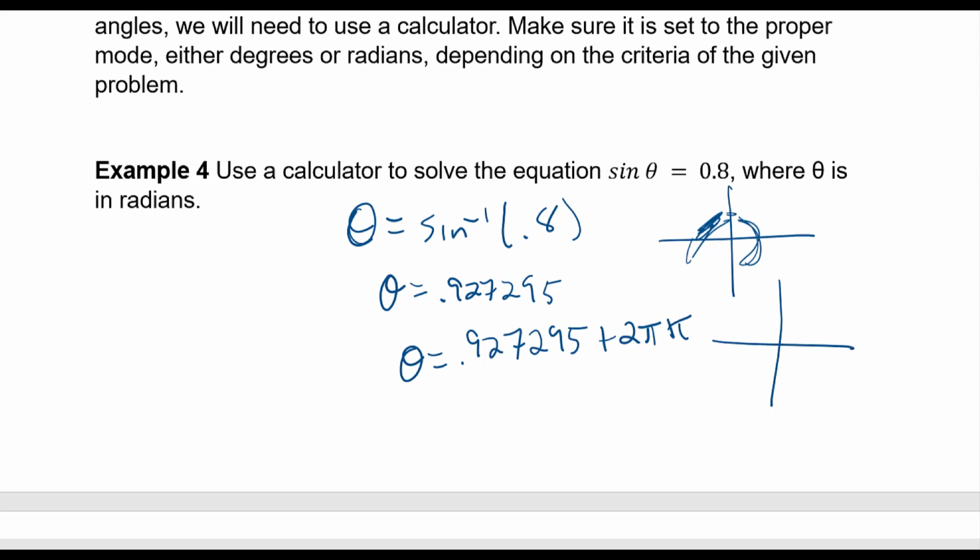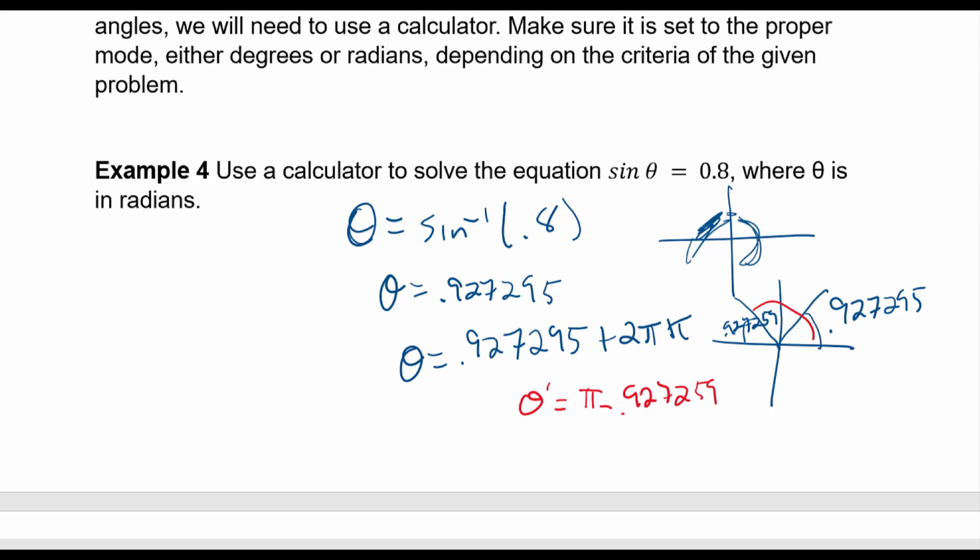So let's think about that for a second. If this angle here is 0.927295, that's the reference angle. The other angle in the other quadrant that wouldn't be given to us from the arc sine function would have that reference angle. So this other angle, theta prime, would be pi minus 0.927295.